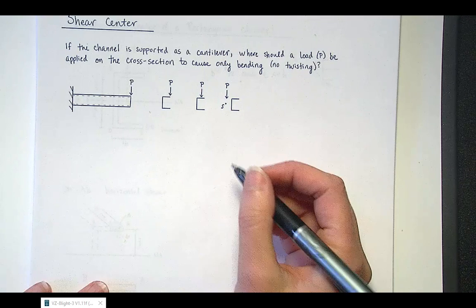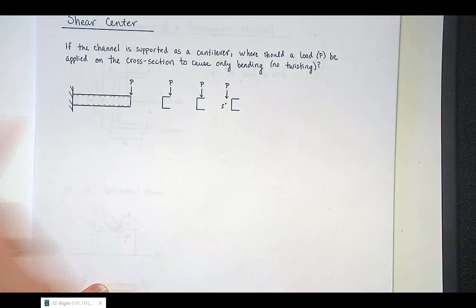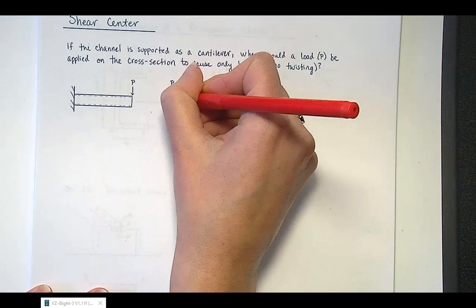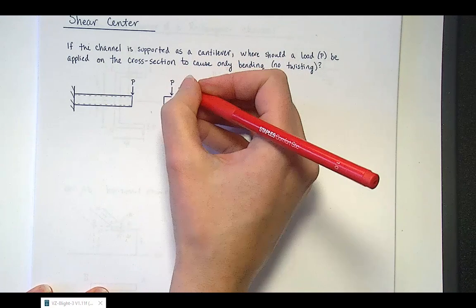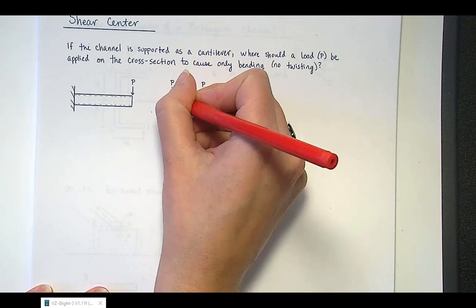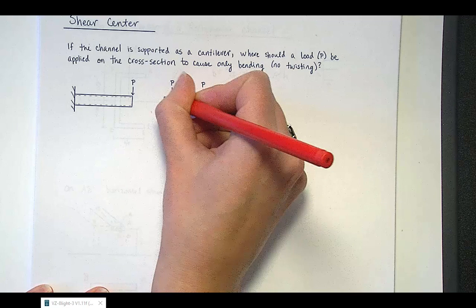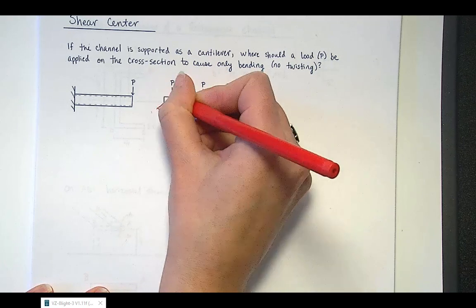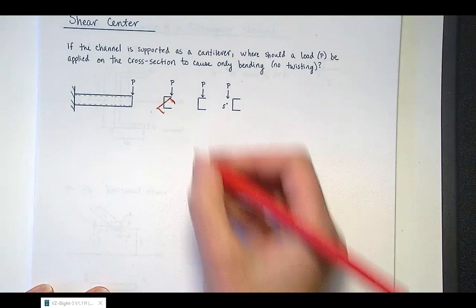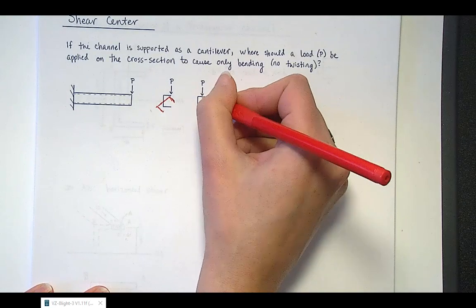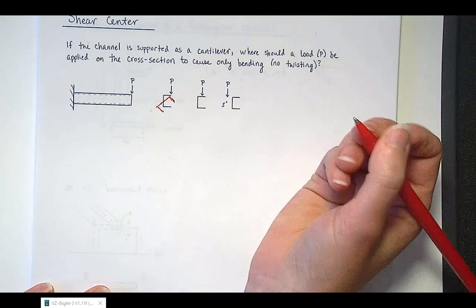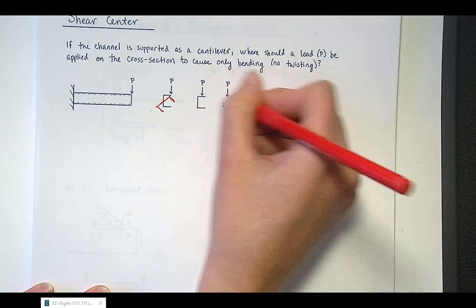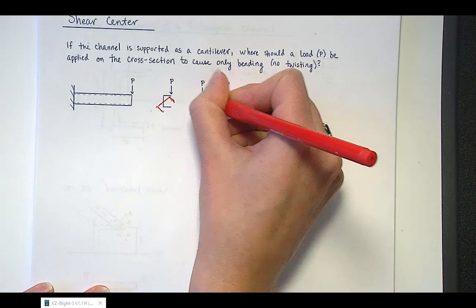So if the load is applied at this location within the cross section, then it will cause some twist, you can imagine. This is exaggerated, but the shape would deflect something like that. If it's placed at the center of the flange, then it will still twist, but not as dramatically.